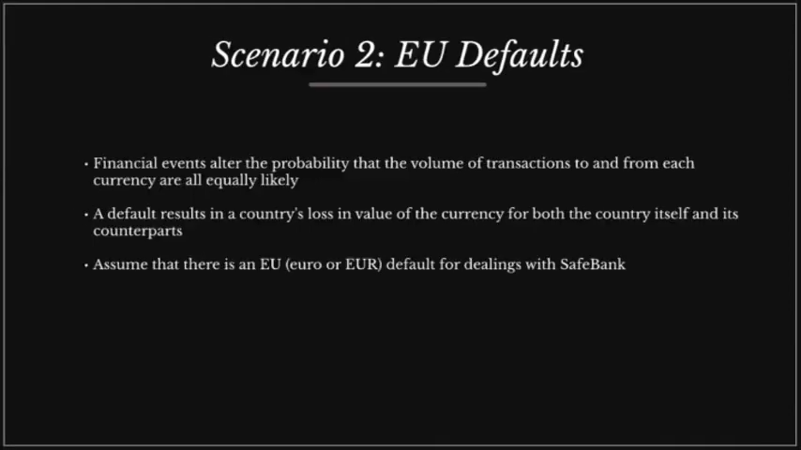In scenario 2, a country in the EU defaults. Financial events alter the probability that the volume of transactions to and from each currency are all equally likely. A default results in the country's loss in value of the currency for both the country itself and its counterparts. So we're assuming that there is an EU default for dealing with SafeBank.